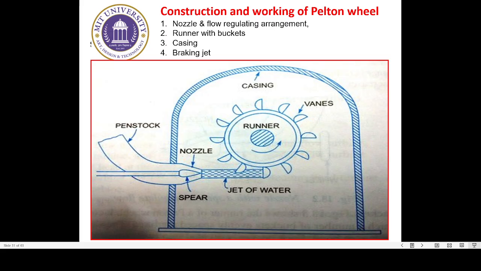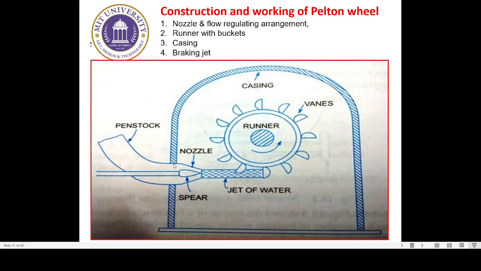Now if we come to the construction and the working of the Pelton wheel, this particular arrangement shows the block diagram for the Pelton wheel. There are four main components which are of interest to us as far as the construction and operation of this Pelton wheel is concerned. So we are having the nozzle and the flow regulating arrangement.